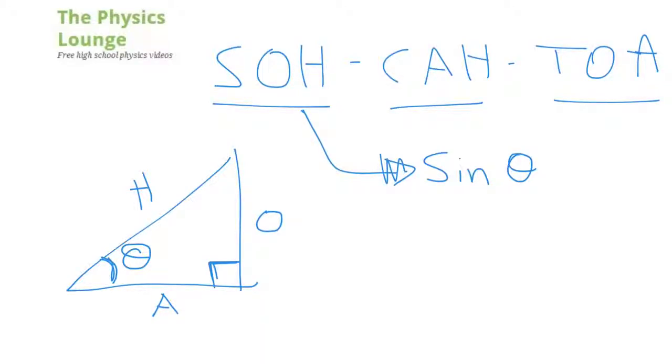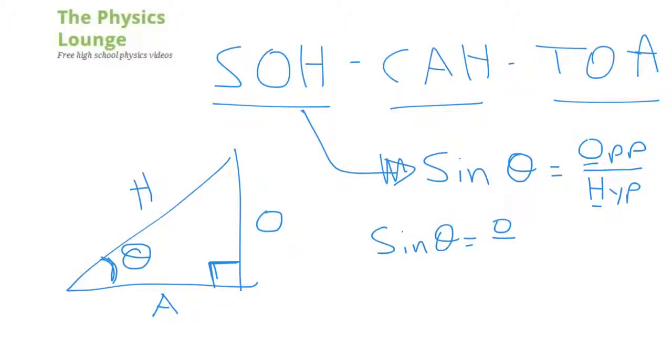So sine theta equals opposite, the opposite side, the O, over the hypotenuse. So that's where the OH comes from, the O and the H. We can abbreviate this, and we usually write it as sine theta equals O over H, opposite over hypotenuse, and that's the form that we'll use if we're ever doing a calculation.